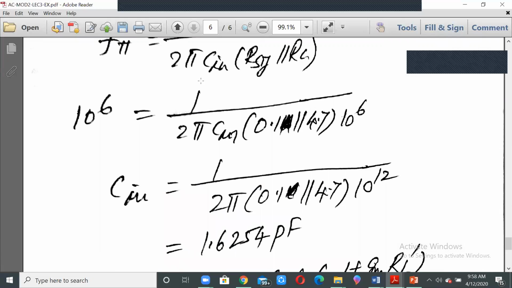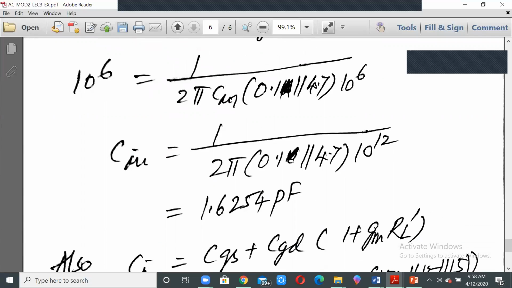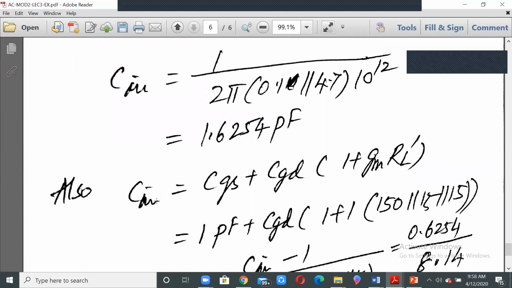So Cin is the one which is changing now, and that is because of the CGD change. So we need to find Cin, and FH is given as 10 to the power of 6, and this whole thing is there. Cin, we can take this side, 10 to the power of 6, you can take this side, and hence we'll get this value, and that will be 1.625 picofarad. Cin formula, we know, CGS plus CGD into 1 plus gm RL dash. CGS we are keeping the same. CGD is the new value which we need to find.